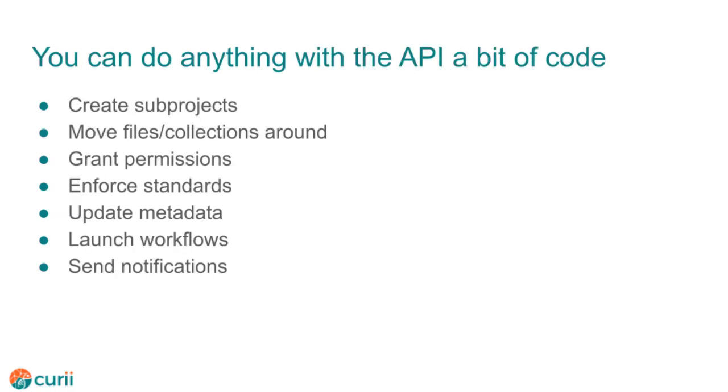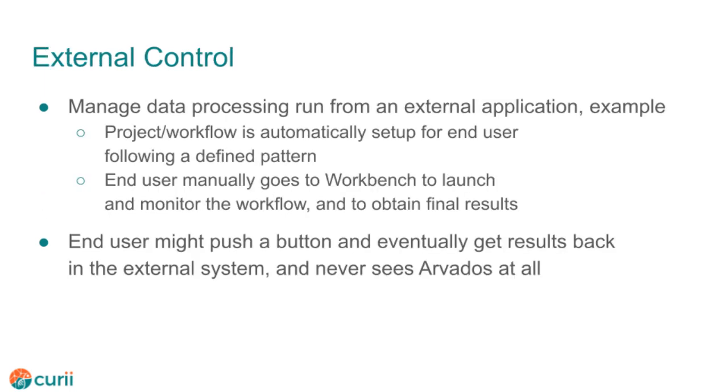Any operation that can be done manually through Workbench or a command line tool that you might want to automate can be done in a script using the Arvados API. Sometimes, when integrating with other systems, it may make sense to put the other system in the driver's seat. In this model, the user interacts with some external application, and then that application tells Arvados what to do. If your data publishing process exports results out from Arvados to another system, the end user might never need to interact with Arvados directly.